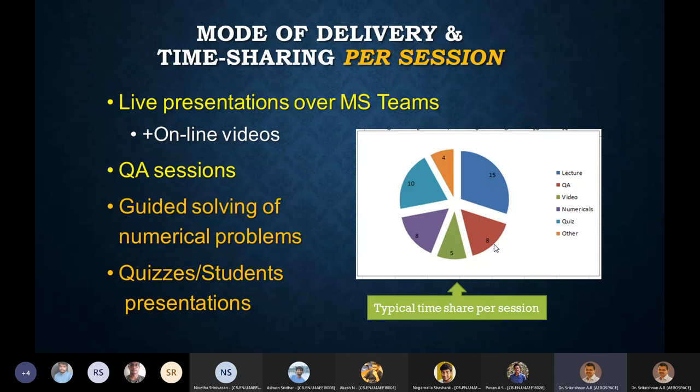After that session is complete, or after so many sessions are complete, I will upload the total material. That is, if one particular topic requires multiple sessions to cover, after that particular topic is completed, I will upload the presentation on MS Teams, so that you can subsequently use it. So this is roughly how I would like to proceed through the course.